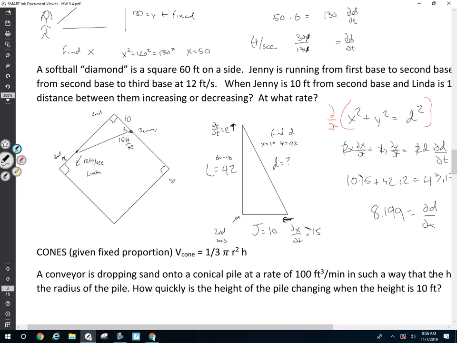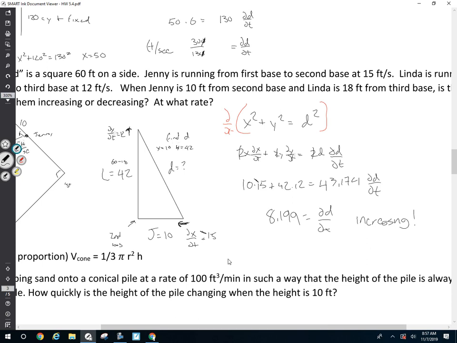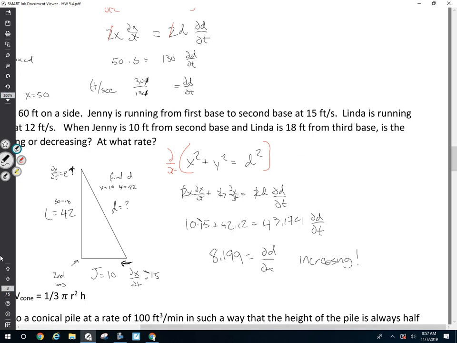I want to just check some calculations. Usually the problems are set up so that you get nice values, but not in this case. 10 feet from second, 42 feet from second. Moving towards, moving away. 42 squared plus 10 squared, square root of 1864. Whatever, don't worry about it. You can use your calculator for this one.